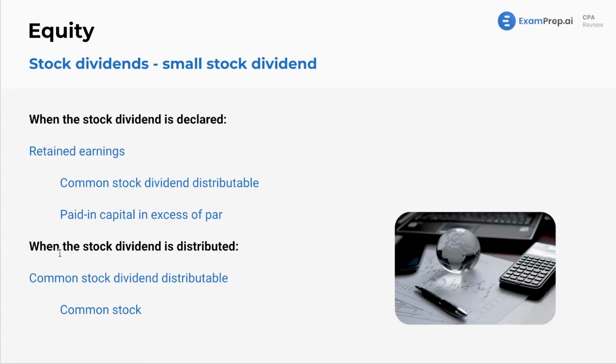What about when the stock dividend is distributed? Well, common stock dividend distributable and then common stock. So this is like the payable, what we saw for dividend payable, same concept there.